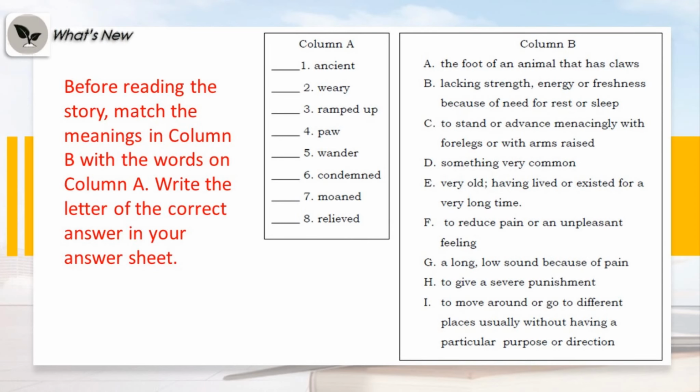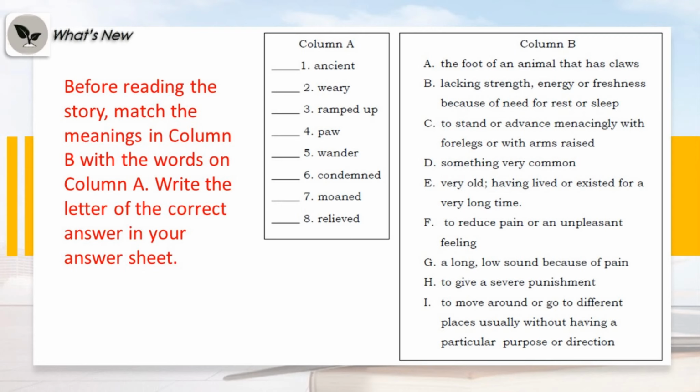Before reading the story, match the meanings in column B with the words in column A. Write the letter of the correct answer in your answer sheet. Column A. 1. Ancient. 2. Weary. 3. Ramped up. 4. Paw. 5. Wander. 6. Condemned. 7. Moaned. 8. Relieved. Column B.